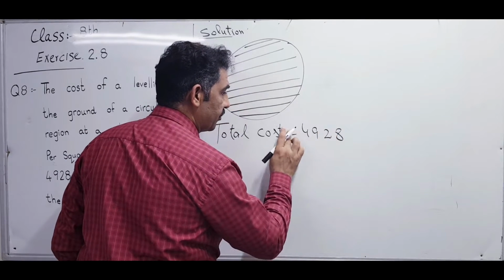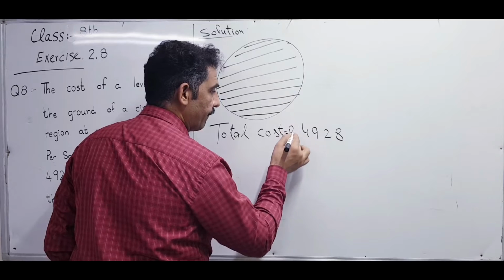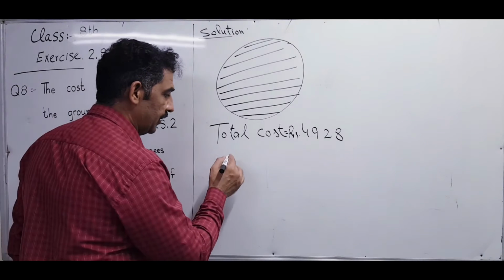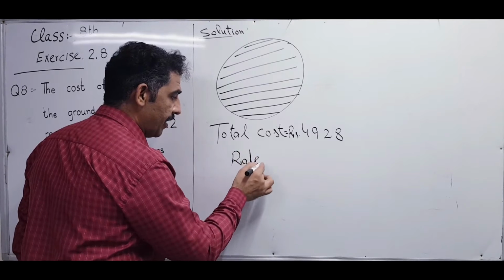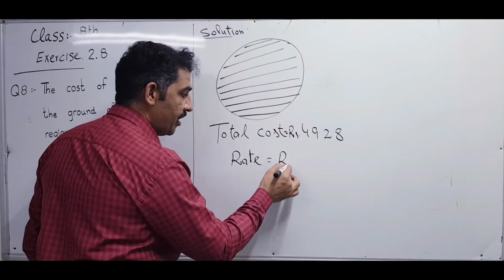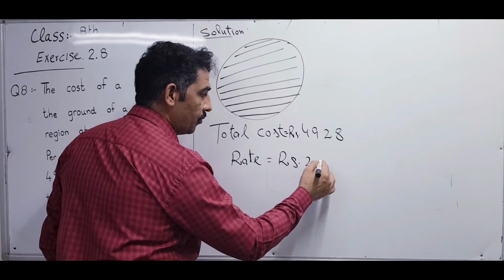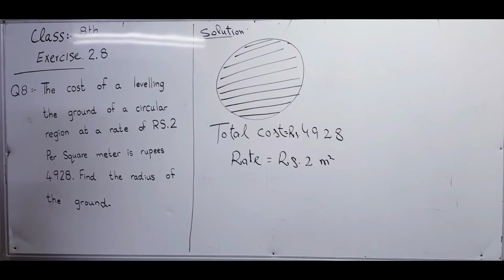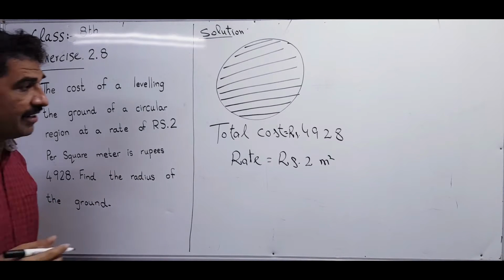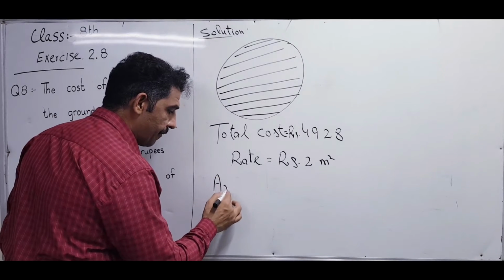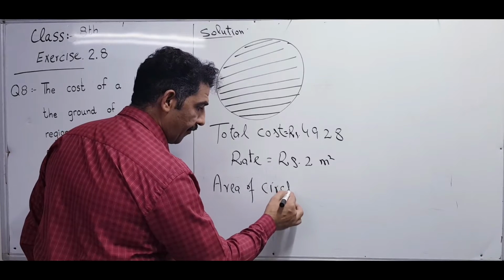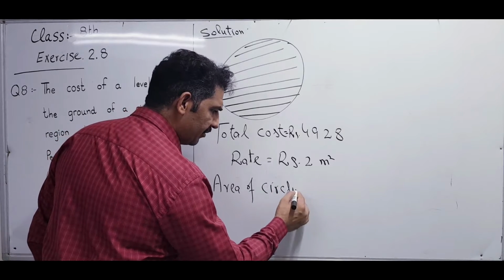4928 rupees. Correct. Area at the rate of... rate, what is that? Rate is given, rupees 2 per square meter. Correct. So after that, area, what is that area? Area of circle, circular region.